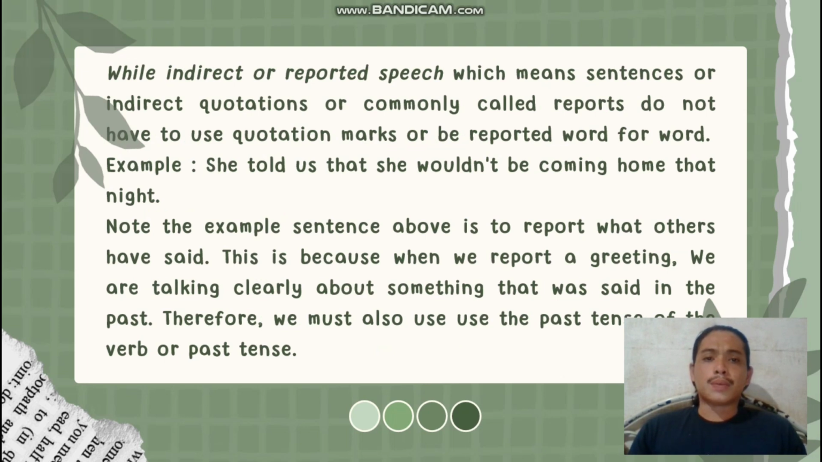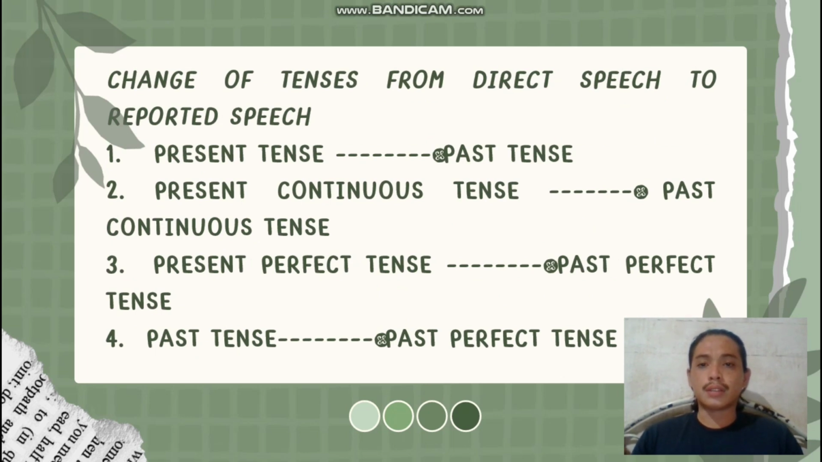While indirect or reported speech, which means indirect sentences, does not use quotation marks or report word for word. Example: she told us that she wouldn't be coming home that night. Okay, change of tenses from direct speech to report speech. 1. Present tense to past tense. 2. Present continuous tense to past continuous tense. 3. Present perfect tense to past perfect tense. 4. Past tense to past perfect tense.